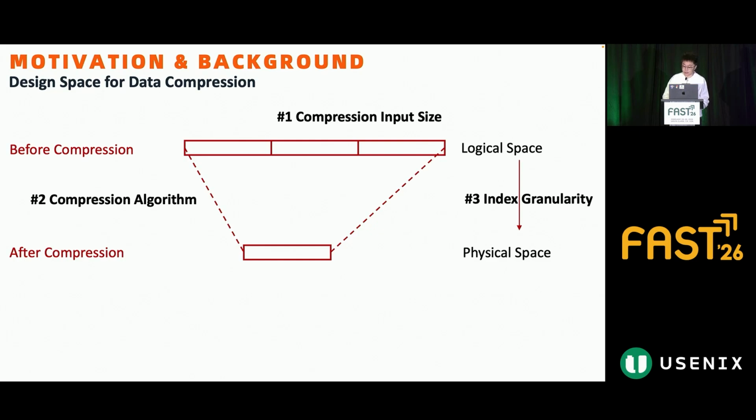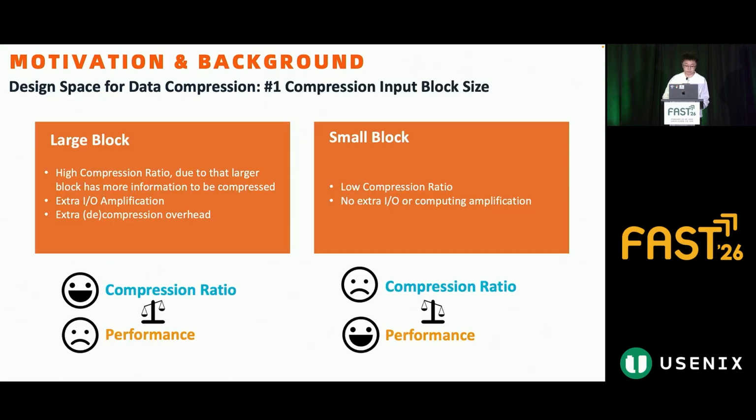To understand this, think of the space before compression as the logical space and the space after compression as the physical space. With compression, the system needs to maintain an index that maps the logical space to the physical locations. The index granularity defines the smallest unit of that mapping. In other words, it defines the smallest piece of compressed data that can be independently located and read.